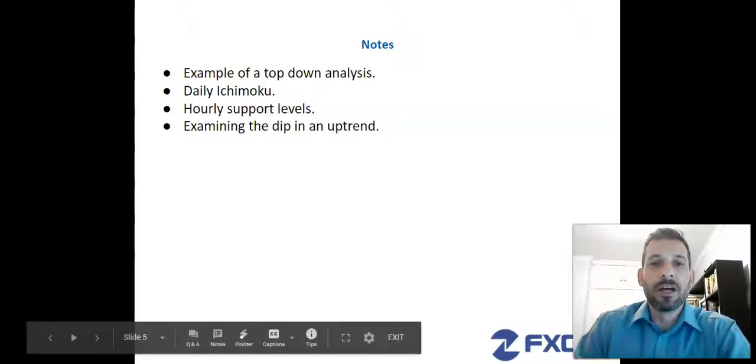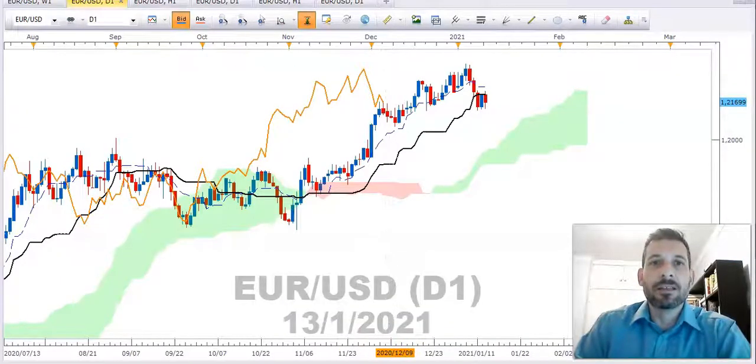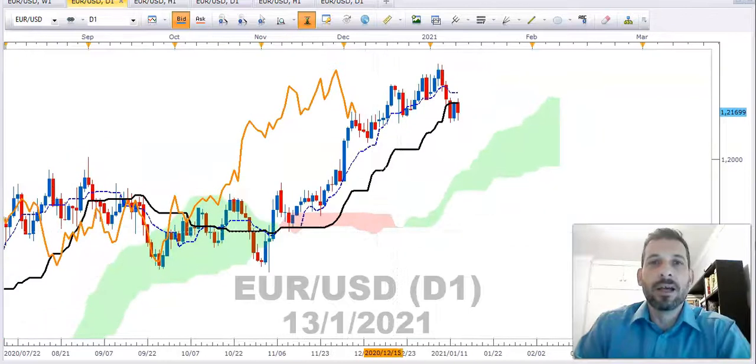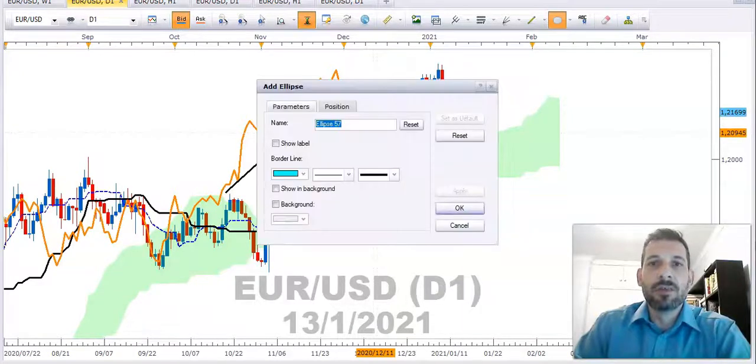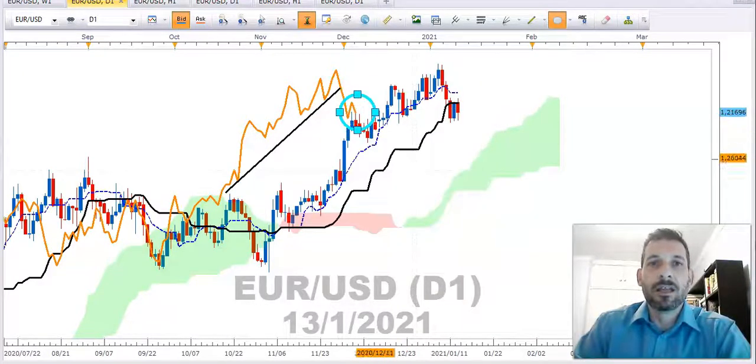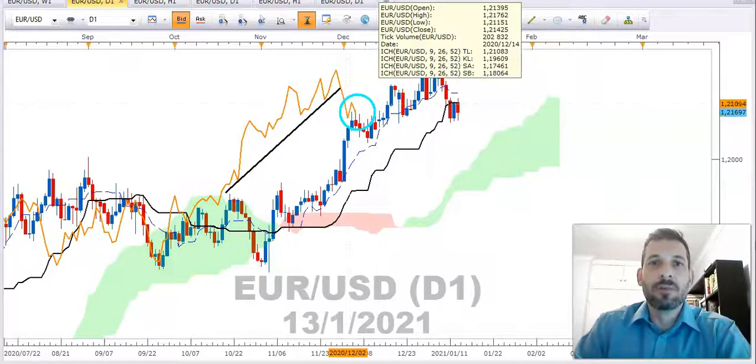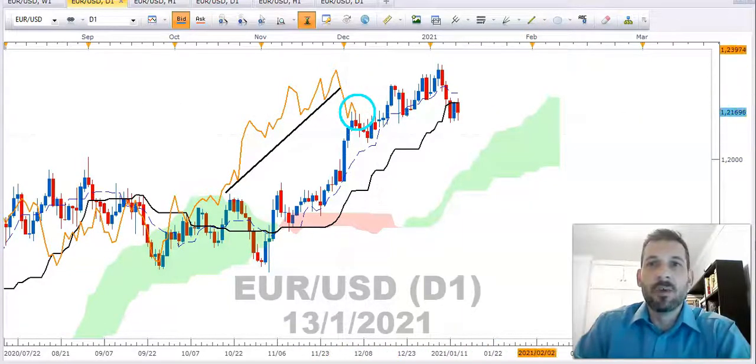Let's bring up the chart. And here is our daily Ichimoku. Let's draw in some line studies. You can see that the orange lagging line is above price. What we want to just keep an eye on is whether that lagging line does dip below price, because that would be suggesting that the upwards momentum is starting to wane.